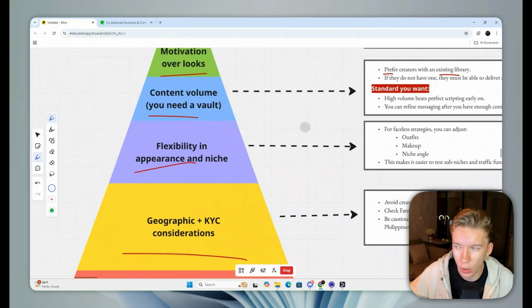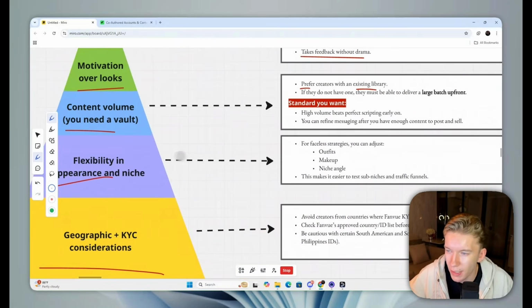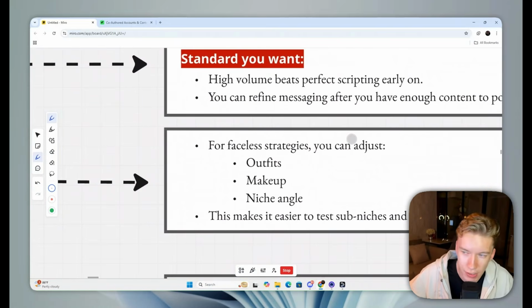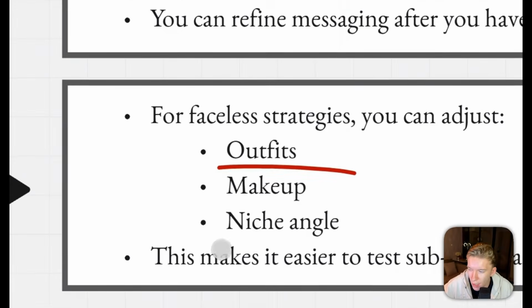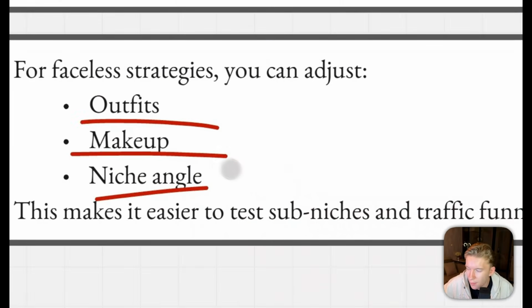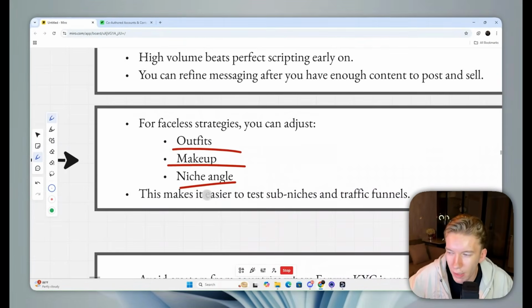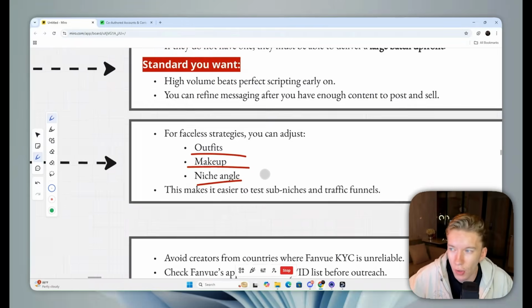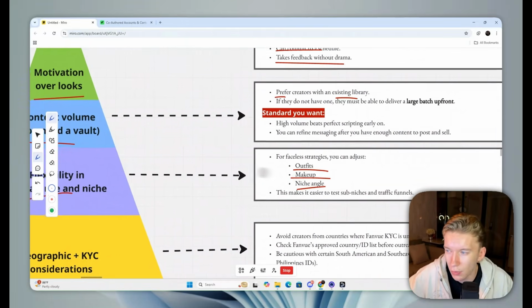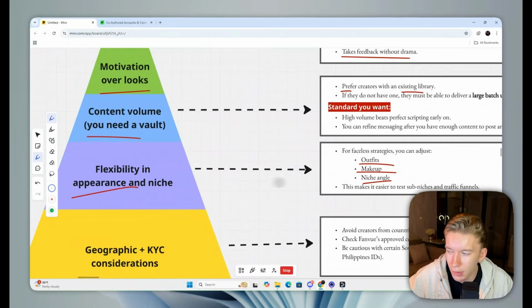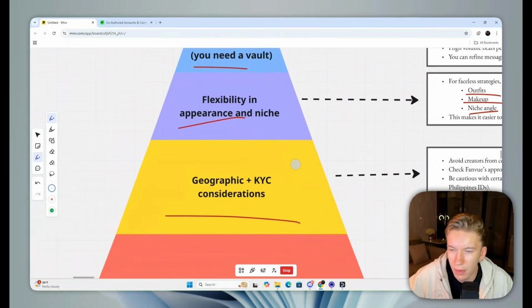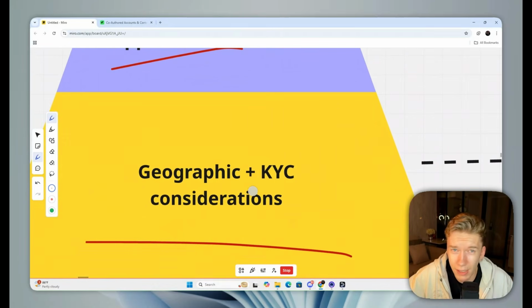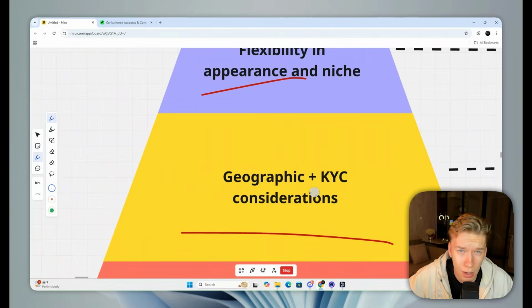That sort of thing. So for flexibility in appearance and niche, for faceless strategies, obviously you can adjust the outfits, the niche angle, bits of makeup. And this makes it super easy to test different sub niches when you're running AI models with a faceless model. You can pretty much mix and match her to absolutely anything, even if the model doesn't want to do that in person. Maybe she doesn't want to make herself look like a goth, or dress in a cosplay outfit that seems a bit weird. You can do that with the AI.